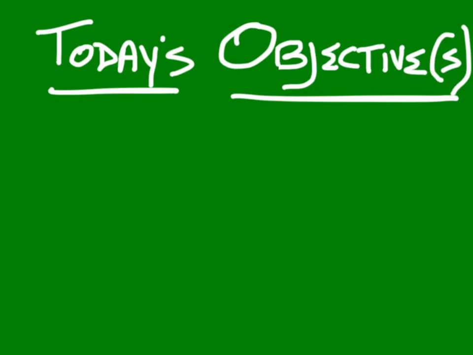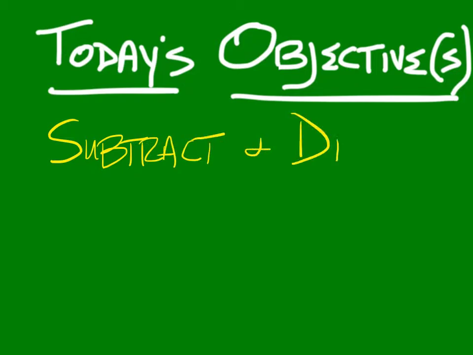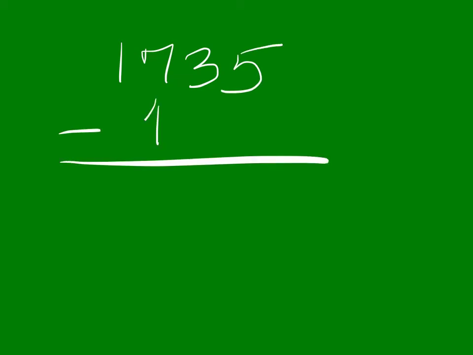From yesterday, we're going to do subtraction and division. Here's example 1. The problem is 1735 minus 496. We have to subtract. What is the first thing I need to do? Show.